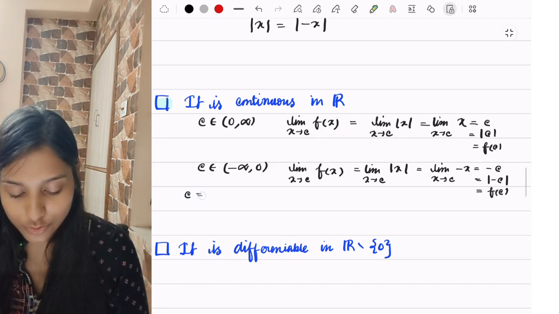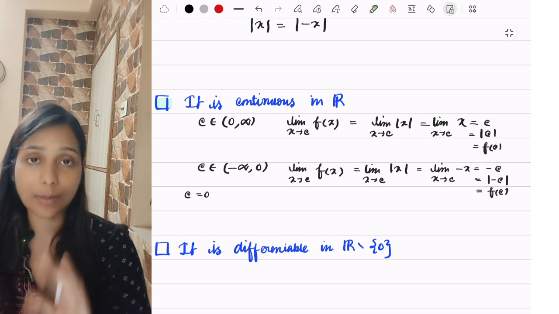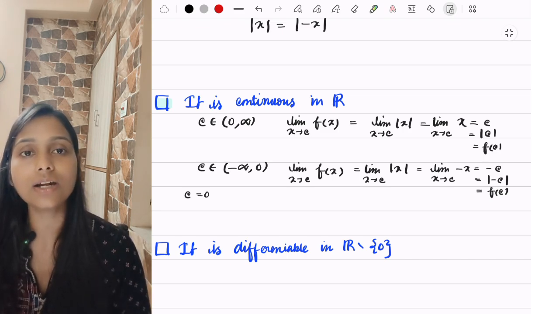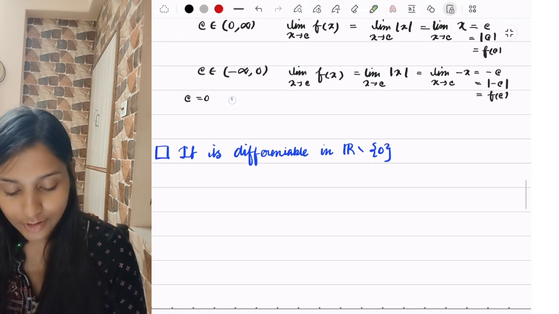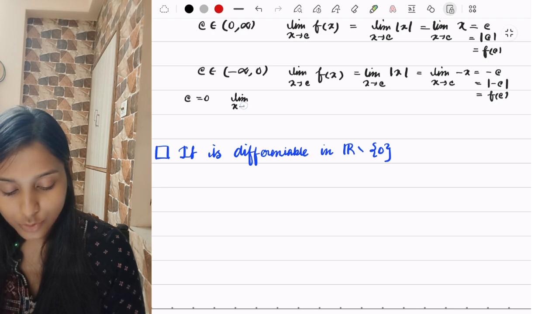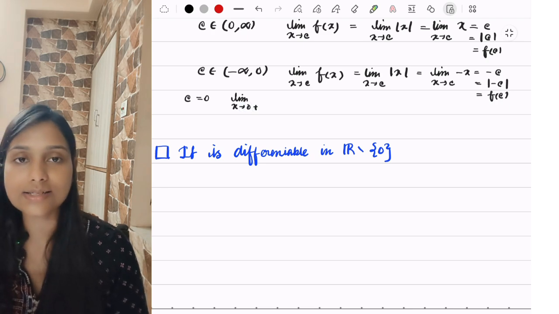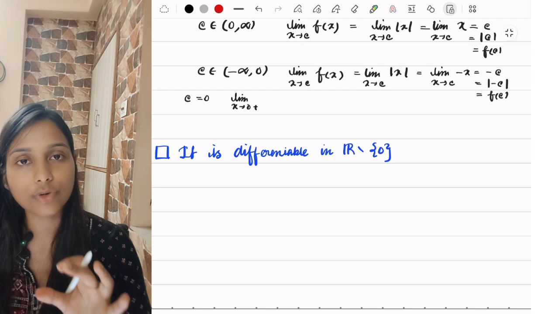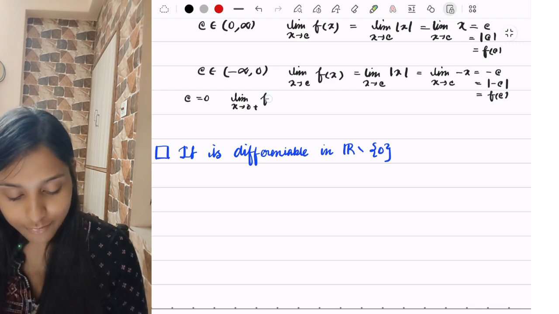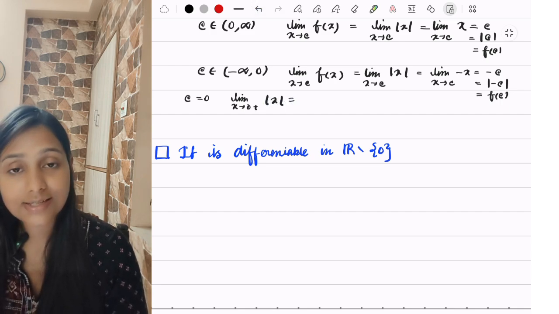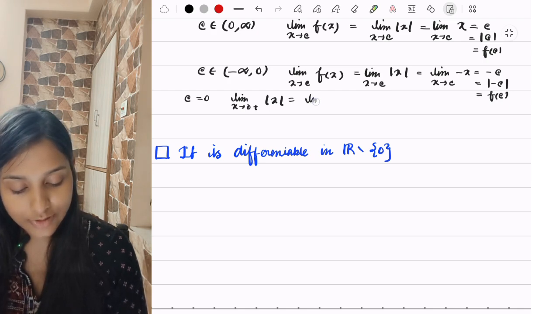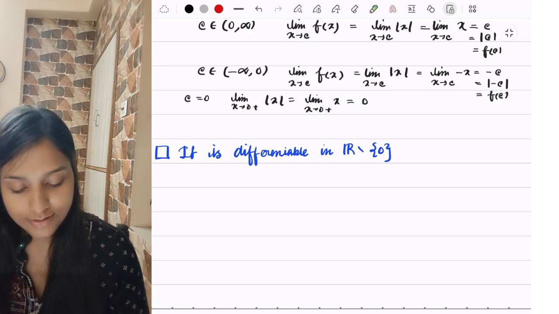Now for c equals 0, we need to consider both the left-hand side limit, the right-hand side limit, and the value of f at c. So here we have the limit as x tends to 0 plus. Instead of writing c, we are writing 0. So we have f(x), which I can write as mod x. As we are considering the 0 plus part, that is the positive part, it will give the limit as x tends to 0 plus of x, and we can put in 0.